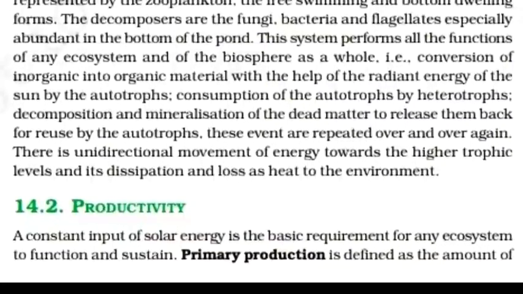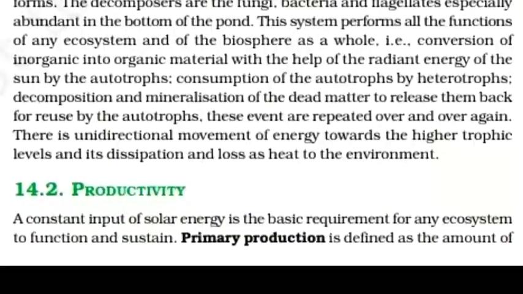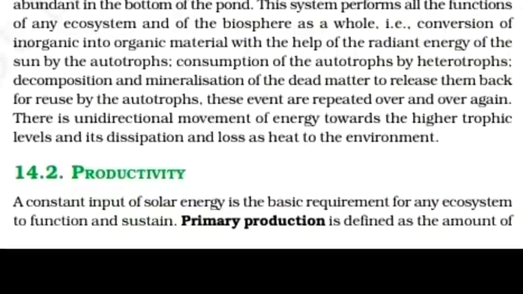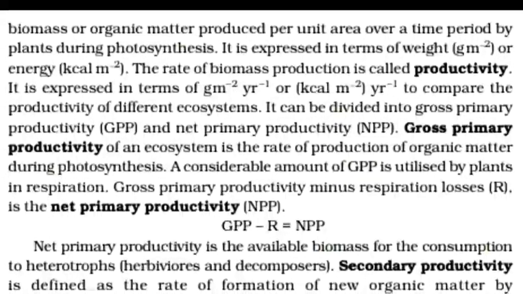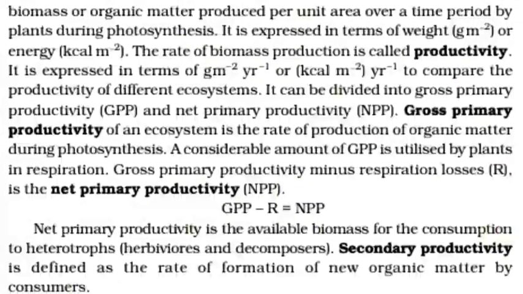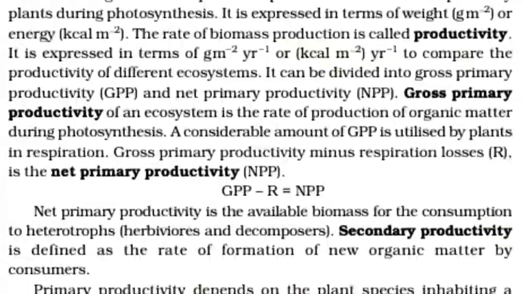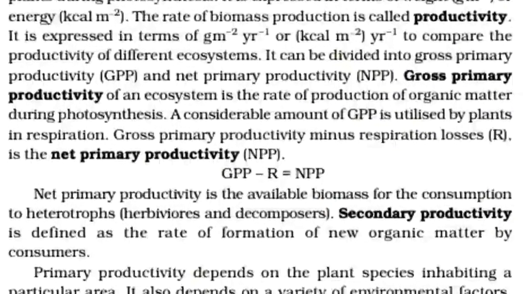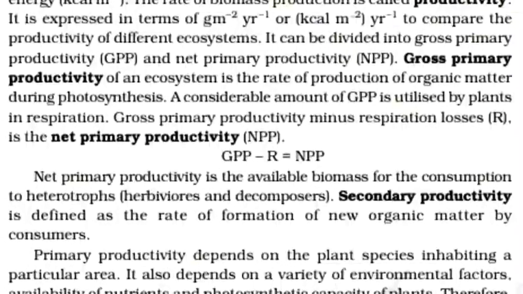Productivity. A constant input of solar energy is the basic requirement for any ecosystem to function and sustain. Primary production is defined as the amount of biomass or organic matter produced per unit area over a time period by plants during photosynthesis. It is expressed in terms of weight, gram per meter square, or energy, kilocalorie per meter square. The rate of biomass production is called productivity. It is expressed in terms of gram per meter square per year or kilocalorie per meter square per year.